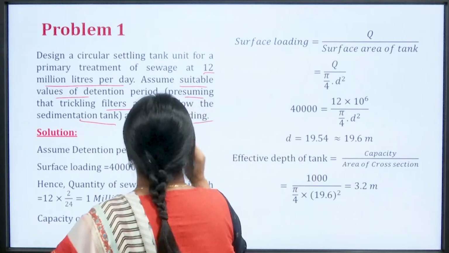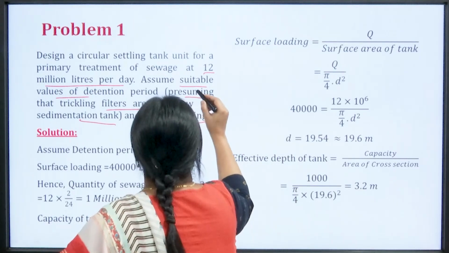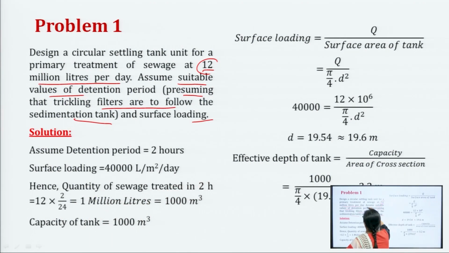So, what are you supposed to do? You are simply given this value of 12 million liters per day, and you are supposed to design a settling tank. You are supposed to assume detention period and surface loading. Okay. So, let us start our problem with an assumption. Detention period, you can assume 1 to 2 hours.